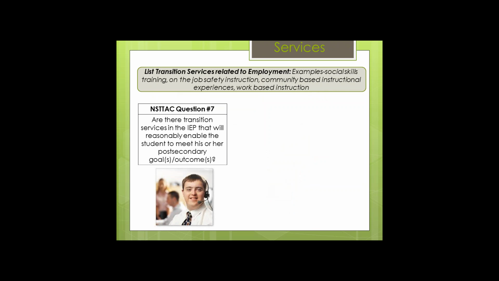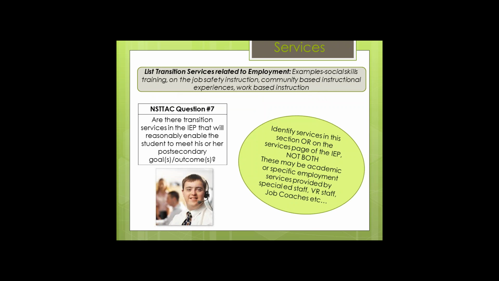Question 7, are there transition services in the IEP that will reasonably enable the student to meet his or her post-secondary goals or outcomes? Here we're just looking for the things that are being offered within the school that help the student meet those transition goals, those annual transition goals. It could be meeting with the guidance counselor at school. It could be taking a career exploration class. It could be a voc rehab counselor, or it could be work study, things along that line.